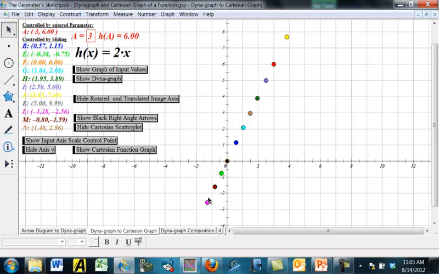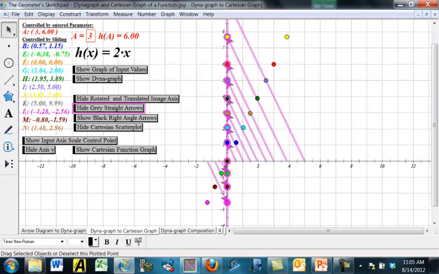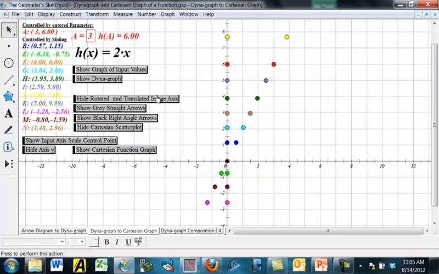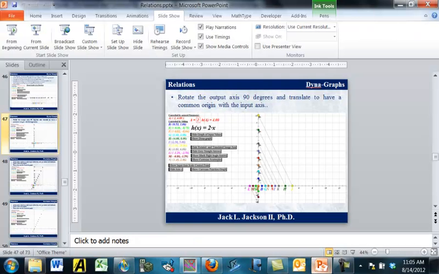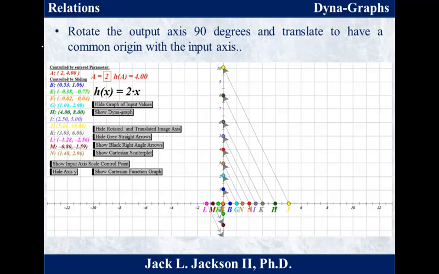Now, with these particular points, these particular x values here are the domain, and the range is just these y values here, or outputs. And then that generates these ordered pairs. And so these slides get us to that point.